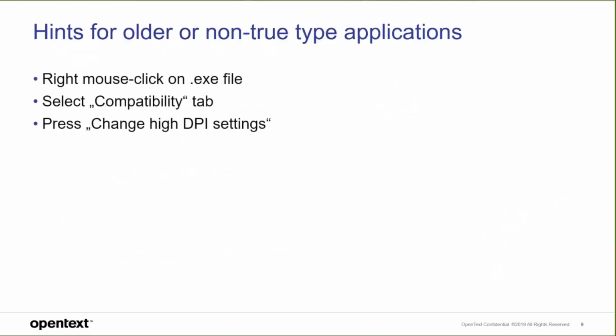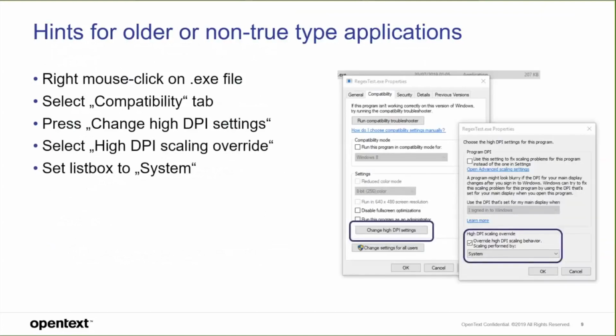And there's another hint that you can try, which we have from one of our customers. You can actually right-click on one of the Team Developer exe files, select the compatibility tab, press change high DPI settings, here this one, and then select this one, override high DPI scaling behavior. If you do that, then customers have seen that the scaling issues of fonts might go away. But the best option, of course, is to switch to true type fonts on your Windows entirely.